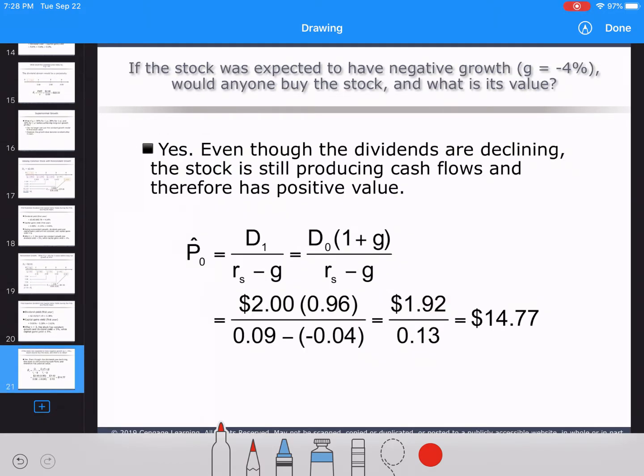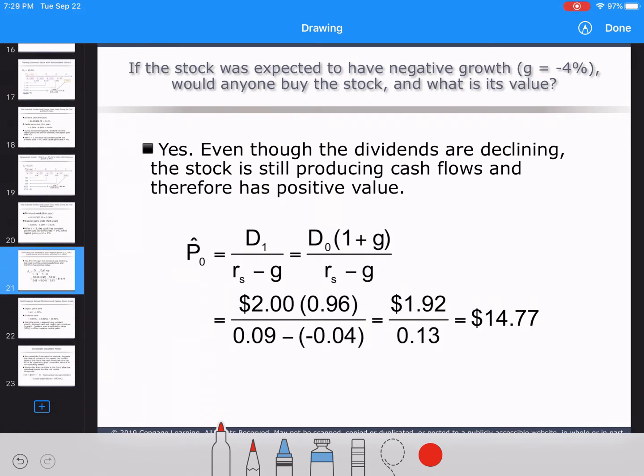Now, if there is a negative growth, what will be the scenario? Let's say G is negative, so you put it right in here, that becomes plus, and so 9 plus 4, 13, and then the discount rate will be 13%.